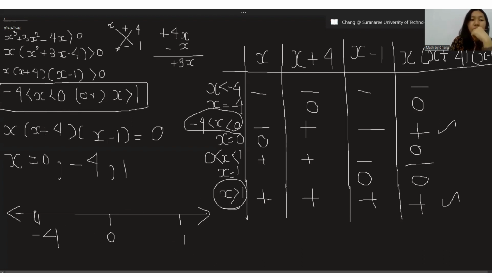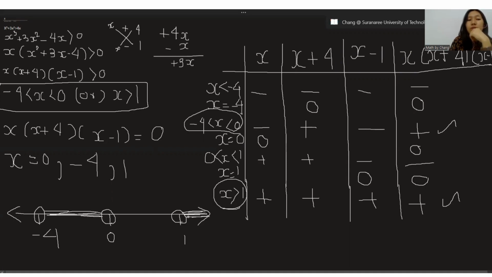So between -4 and 0, right? Here, greater than -4, so you have to shade the right side, and less than 0, so you have to shade the left side. So the value of x exists in this interval and also greater than 1. So it's greater than 1, so you have to shade the right side. All right, so that's it.